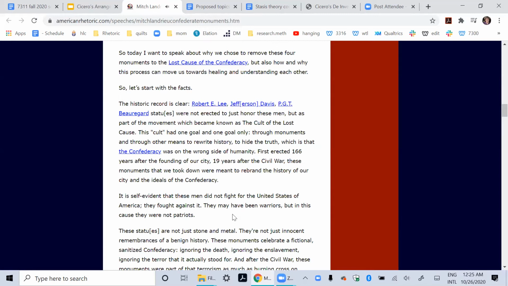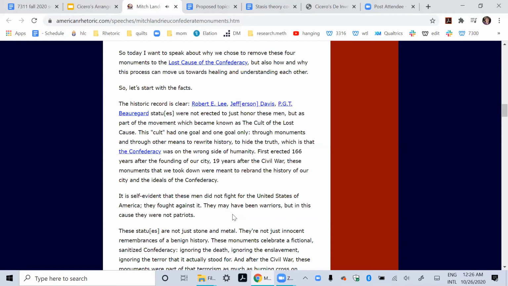First erected 166 years after the founding of our cities, 19 years after the Civil War. These monuments that we took down were meant to rebrand the history of our city and the ideals of the Confederacy. It is self-evident that these men did not fight for the United States of America. They fought against it. They may have been warriors, but in this cause, they were not patriots.